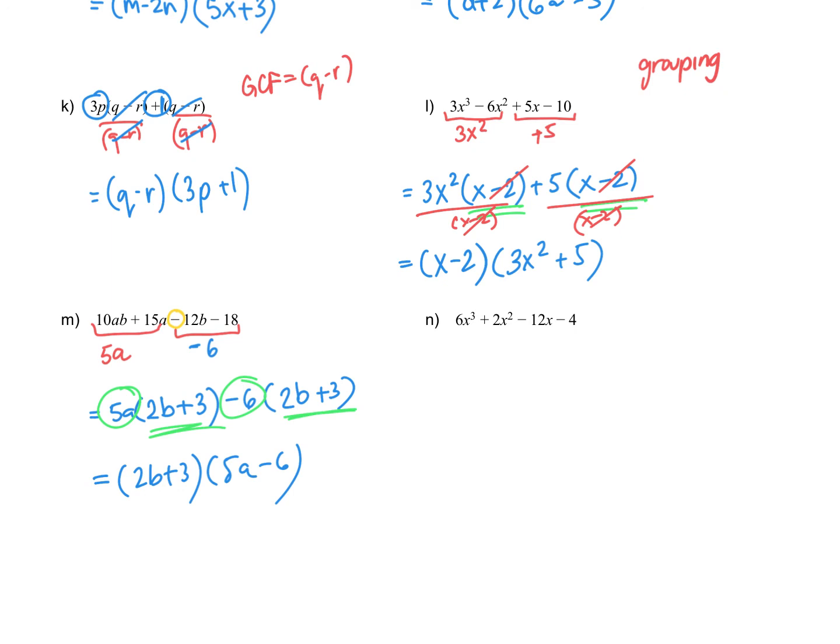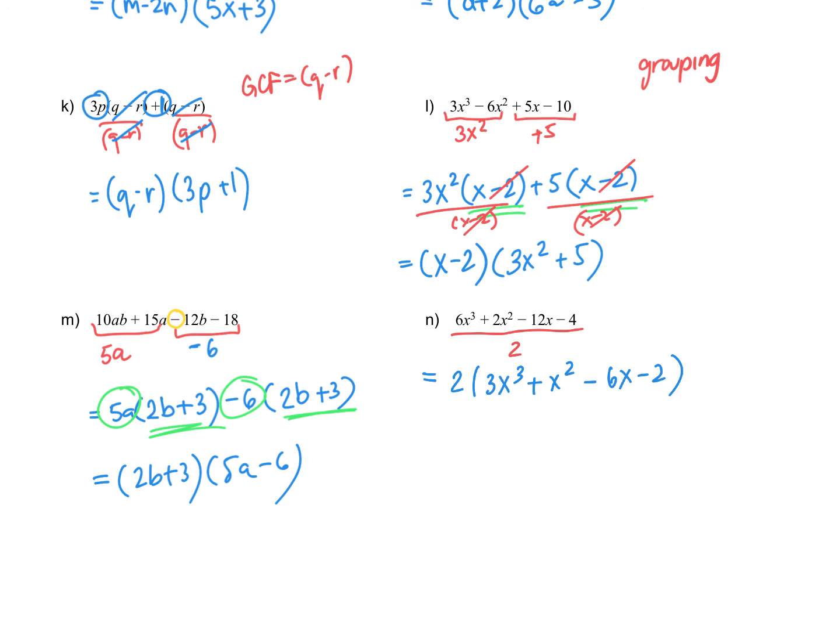You might be in the habit of now saying that if there are 4 terms, group right away. But actually, if we look at this, there is actually a common factor to deal with at first. And the common factor is 2. So when I divide by 2, I'll have 3x cubed plus x squared minus 6x minus 2. And then we're going to group next.